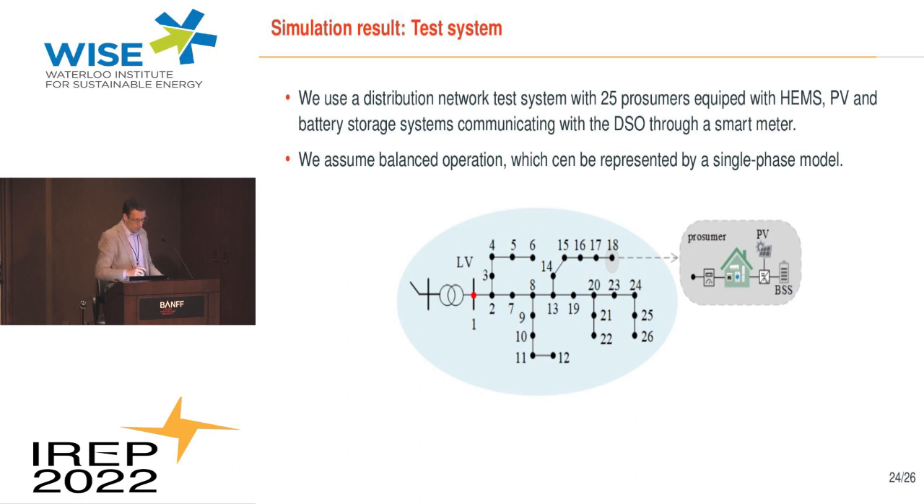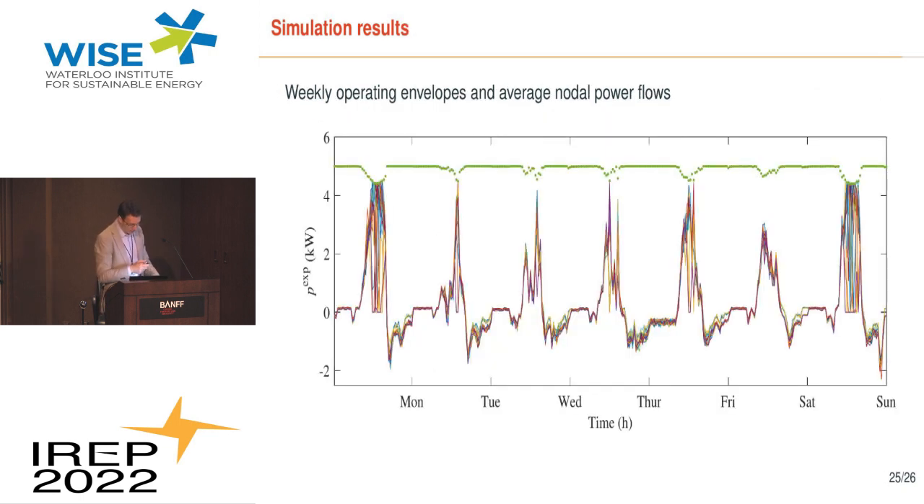And for the sake of simplicity, we assume a fully balanced operation, which allowed us to represent that as a single-phase equivalent. And these are some representative results. As you can see, on days with high PV generation, the DSO has to reduce the export limit to prevent over voltages in the network. And this figure shows the power profiles for all 25 customers.